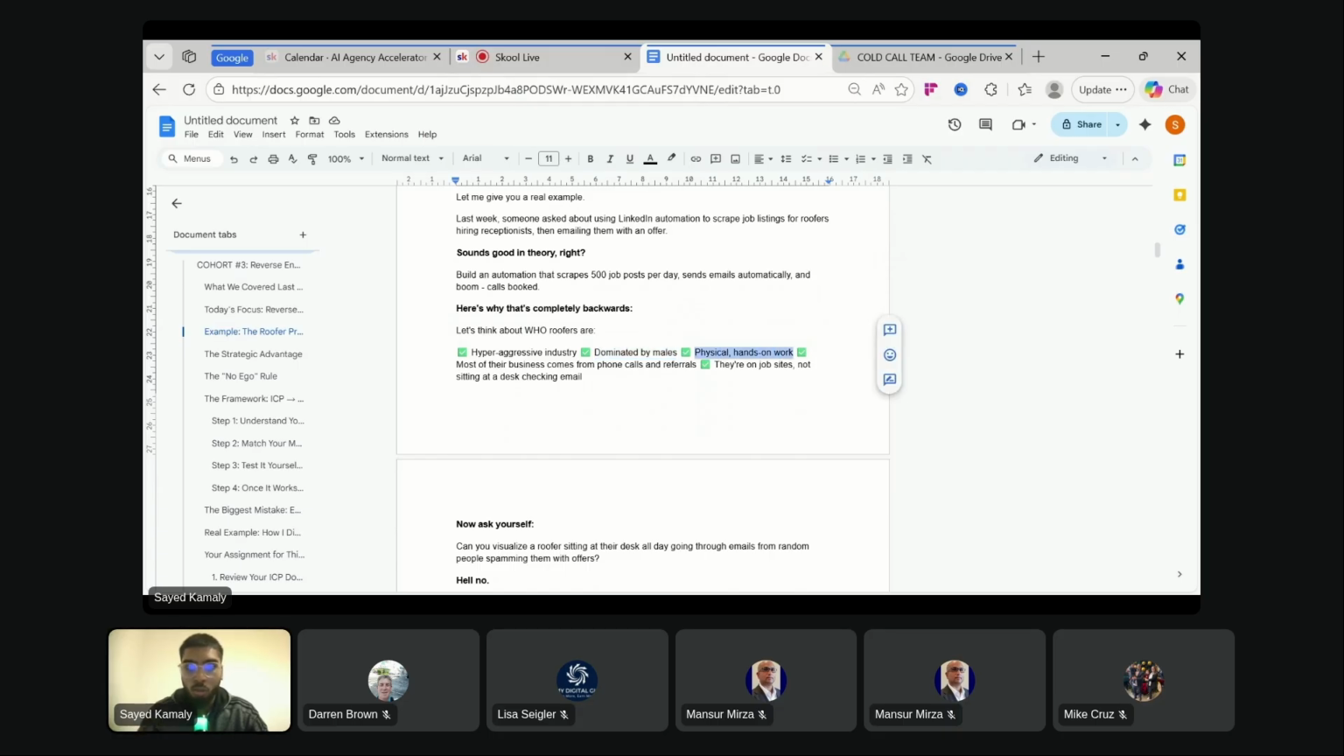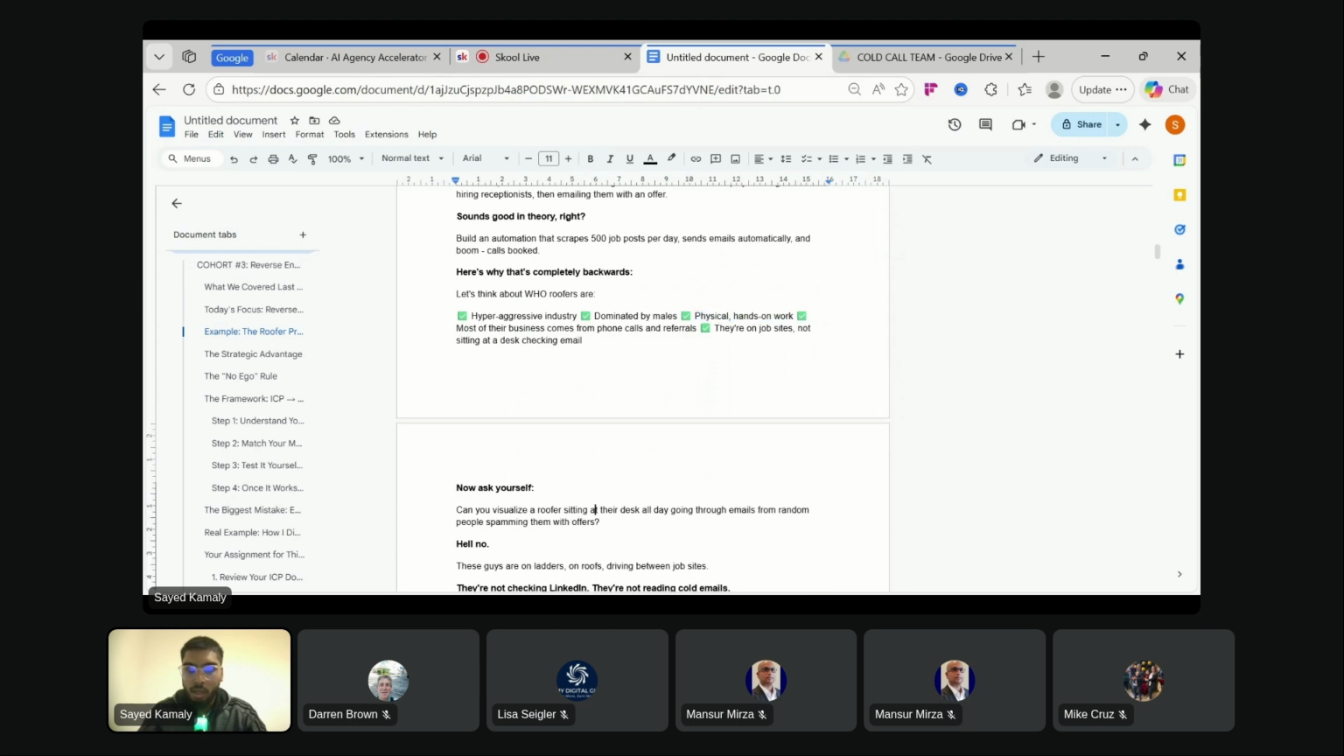They're doing physical hands on work every single day. They're not doing any sexy work. They're getting their hands dirty day in and day out. These guys are hyper aggressive. They're doing work that isn't necessarily sexy. Do these guys give you the impression that they are sitting at their desk all day, going through emails from random people spamming them with offers? Do they give you that impression?